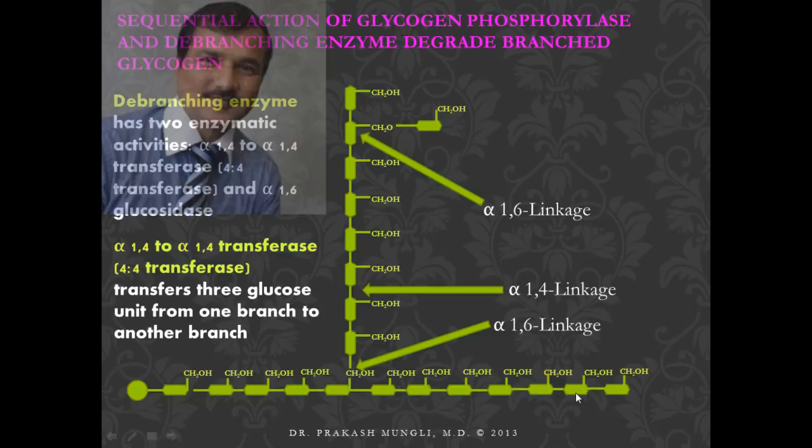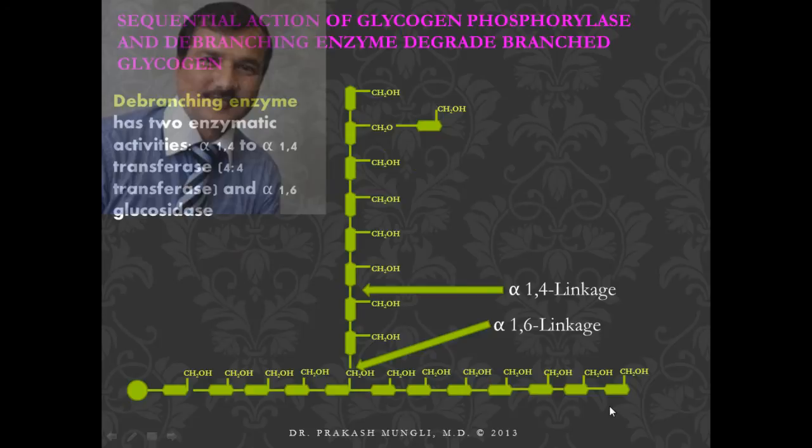Basically it is attached here. This is how the process will go on. Now this particular chain is elongated by 3 more glucose, and now your glycogen phosphorylase can come and remove these 3 glucose residues from here and stop at the 4 glucose residues which are left at the branch point.